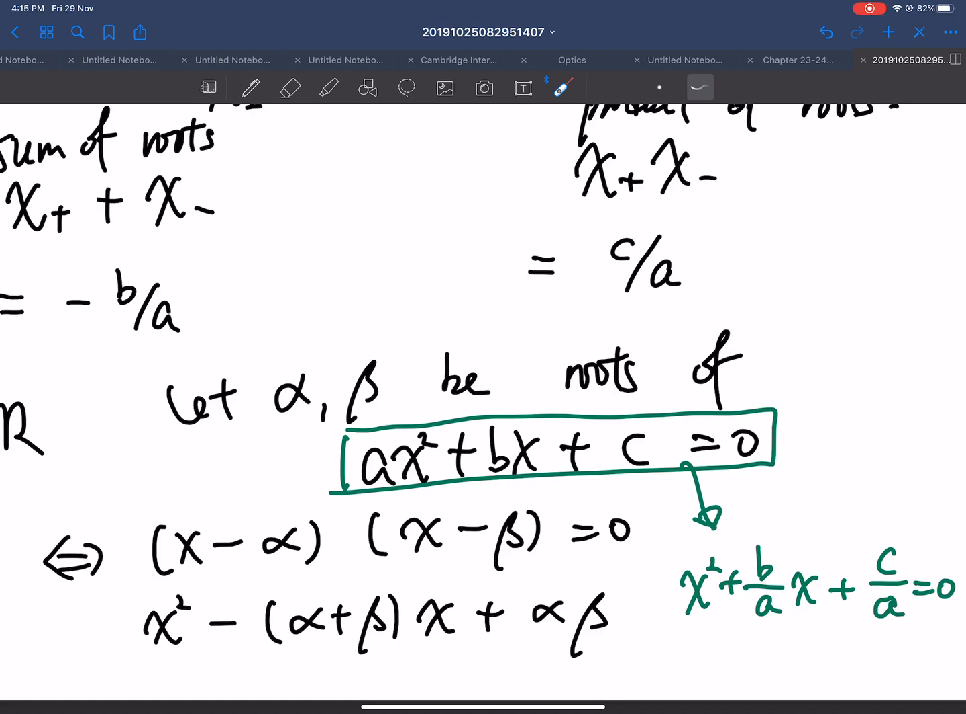Now, alpha plus beta, what is it? Alpha plus beta is the sum of the roots. The sum of the roots should be equal to negative b over a when you're comparing the coefficients. That means the sum of roots is negative b over a. And then the product of roots is alpha times beta. It's just c over a.